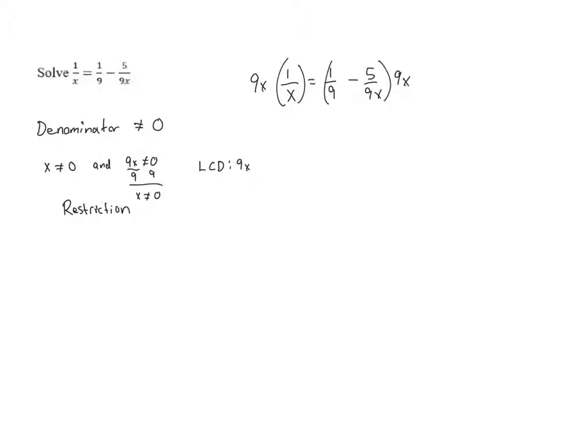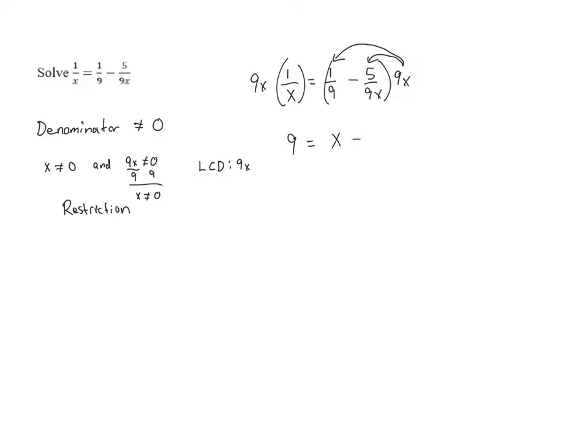Let's look at the left-hand side first. If we take 9x times 1 over x, we're going to have the x's cancel because one is in the denominator and one is out front. So we just need to multiply 9 times 1, and that gives us 9. On the right-hand side, we're going to have to distribute the 9x to both of the terms. When we distribute the 9x in the first term, we notice that the 9's will cancel because there's one in the bottom and one out front. So in the end, we just have x times 1, which is x.